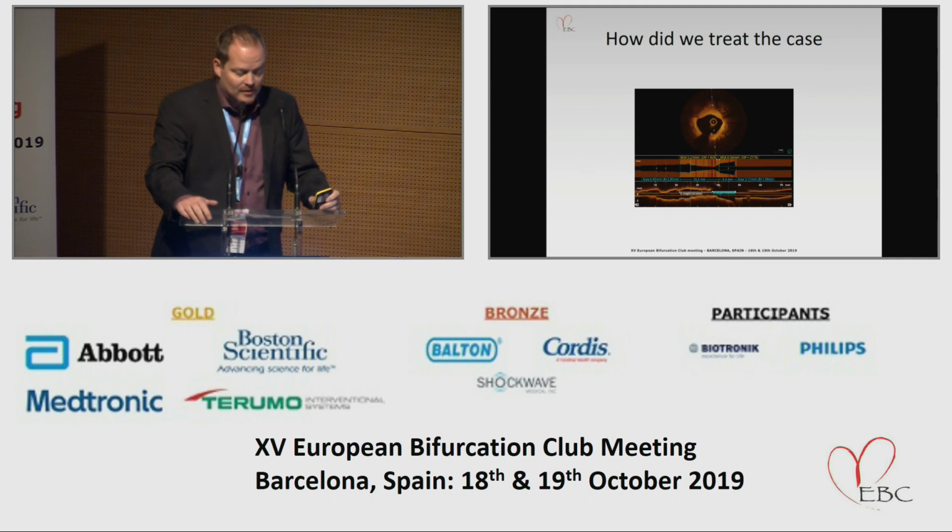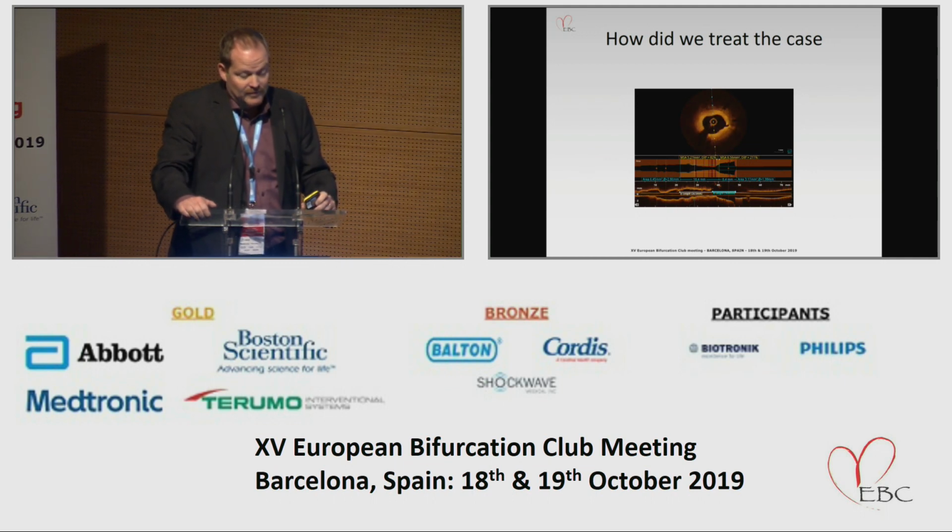I believe this is the pullback before lasering in the circumflex vessel, just looking to try and identify the reason for the stent failure. And again, it's diffuse. I think also some neoatherosclerosis, some neointimal hyperplasia. It's difficult to assess any underexpansion here.